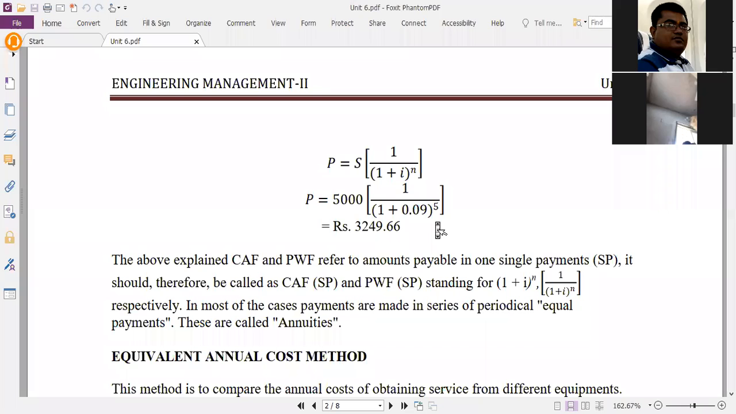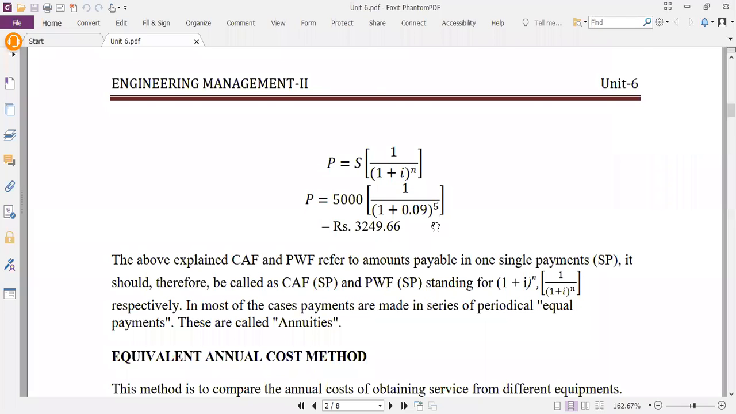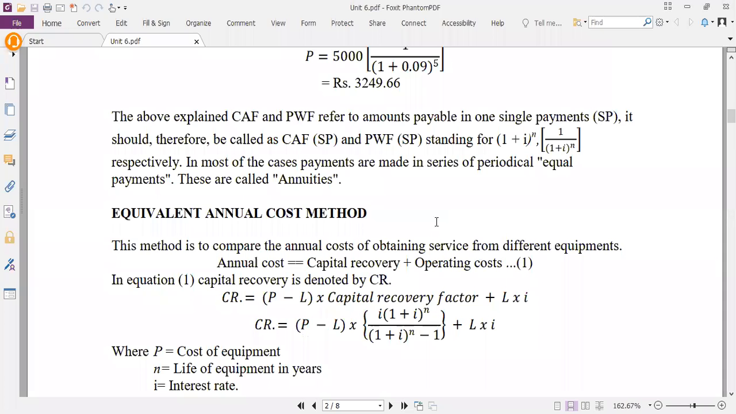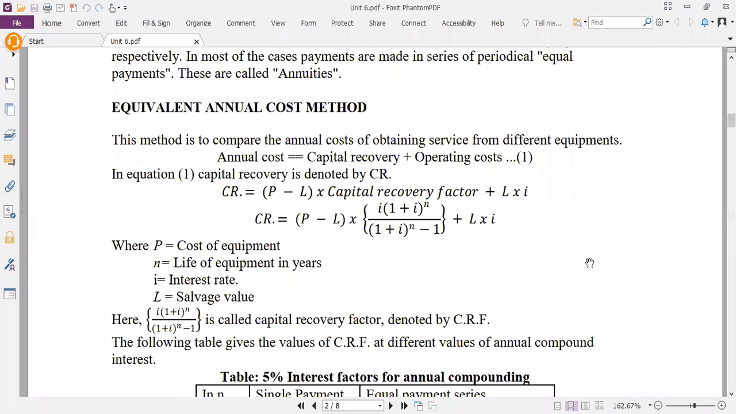Okay, let's go to another method, the equivalent annual cost method. So what is this equivalent annual cost method? We already know the present worth and compound amount methods, the compound amount factor CAF and PWF. Then the equivalent annual cost method.